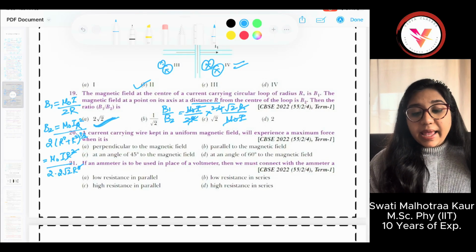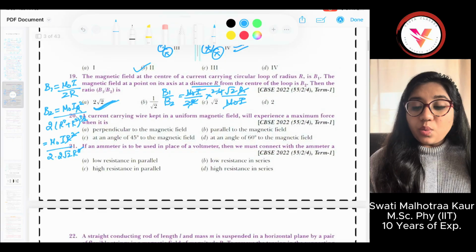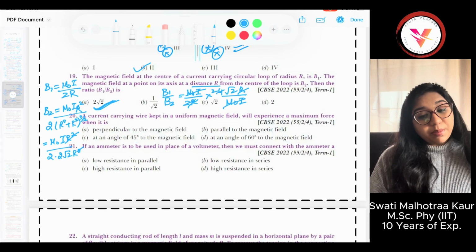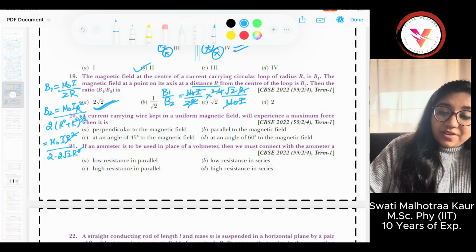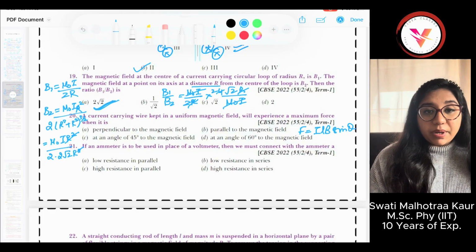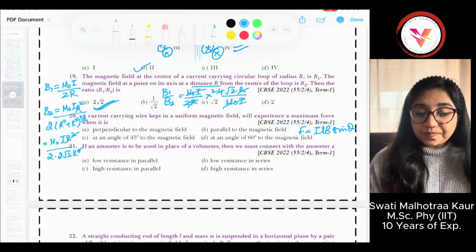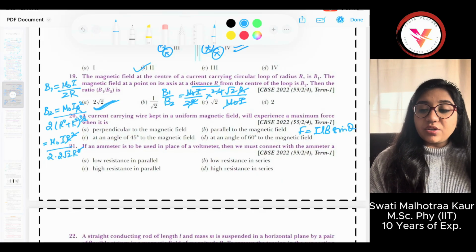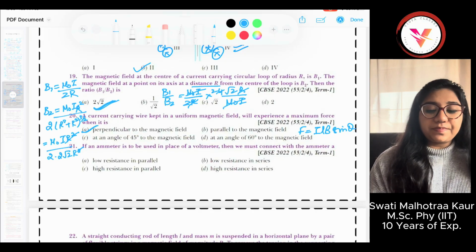Okay. Next question. A current carrying wire kept in a uniform magnetic field. It experiences a magnetic force when it is perpendicular. We have already discussed this many times. ILB sine theta. When L is perpendicular to B, then theta will be 90 degree. Force would be maximum. Perpendicular to magnetic field, parallel to magnetic field, at an angle of 45 degree, at an angle of 60 degree. So B is the correct one.